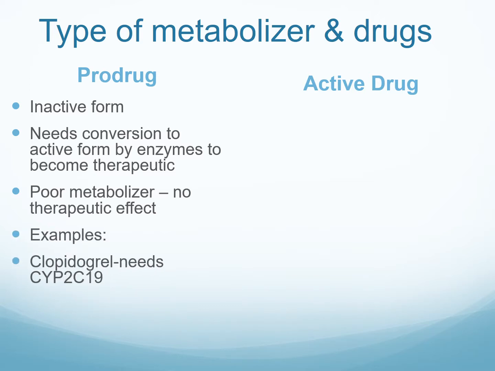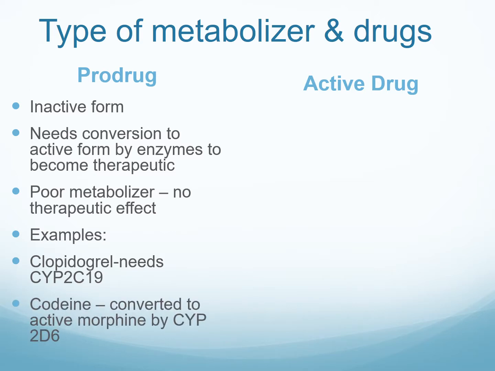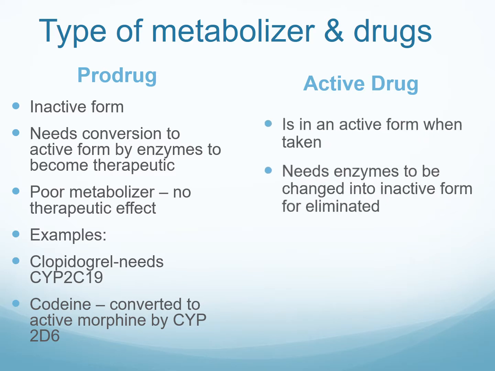An example for you, clopidogrel or Plavix has got to have CYP2C19. Codeine has to have CYP2D6. Both of those, they're prodrugs that will not be therapeutic if they don't have the particular enzyme. Conversely, if they are rapid metabolizers, that will be a different effect, which we'll talk about.